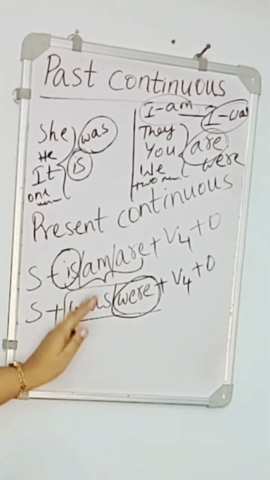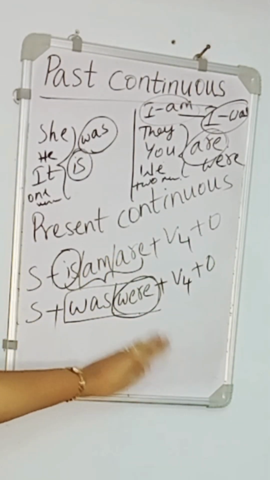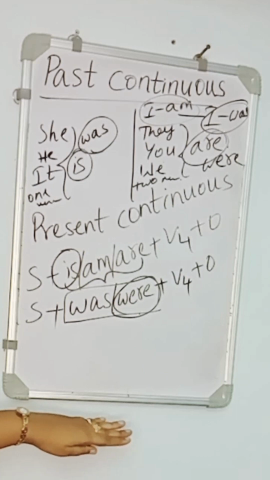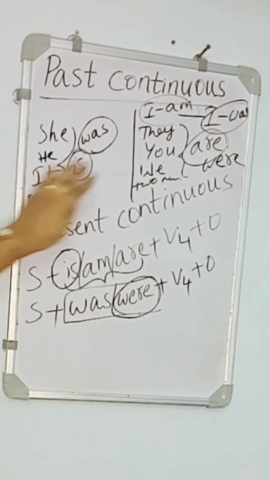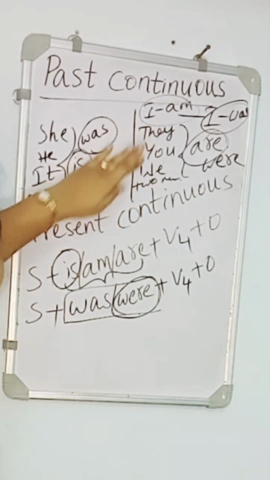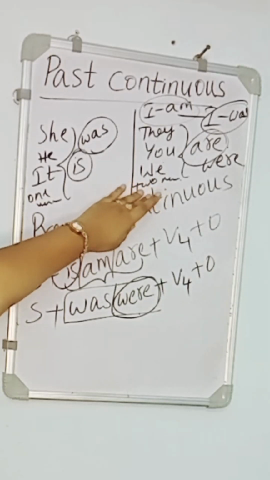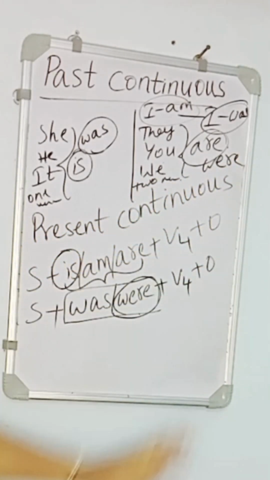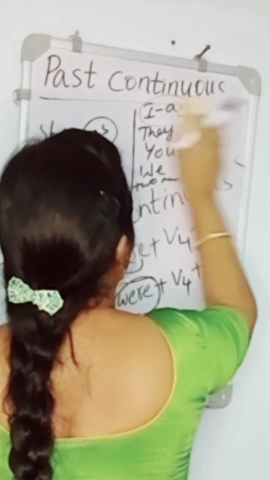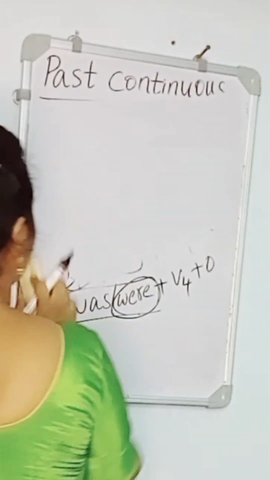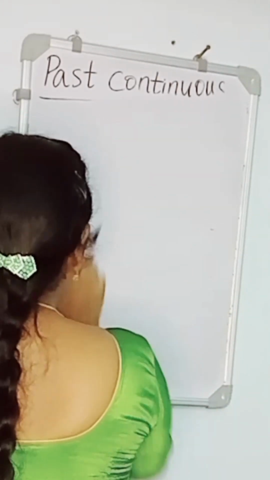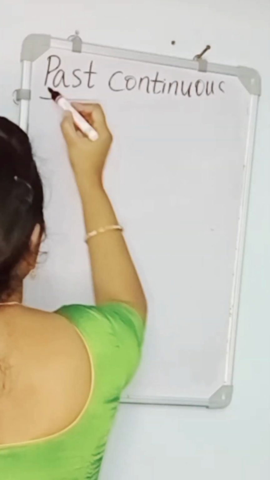Okay? So, do you understand where we have to use was and where we have to use were? For she, he, it, I and any one name comes, we have to use was. And they, you, we and any two names come, we have to use were. Okay? Now let's see the examples.